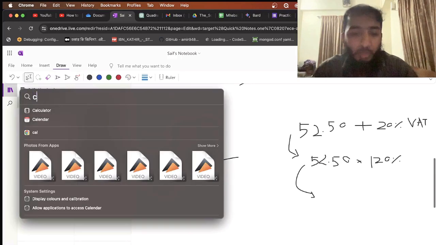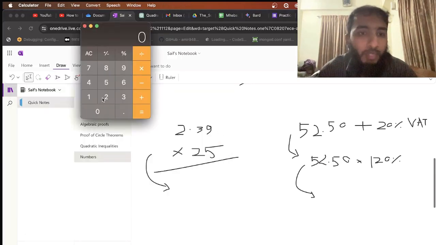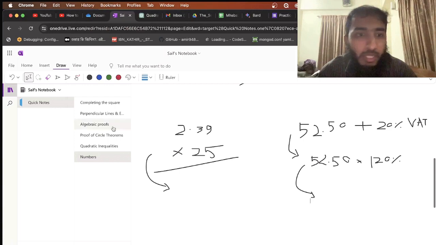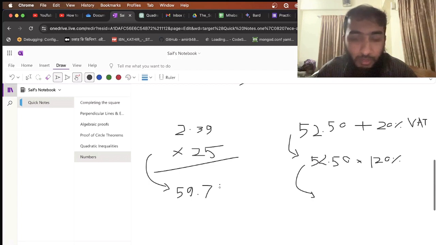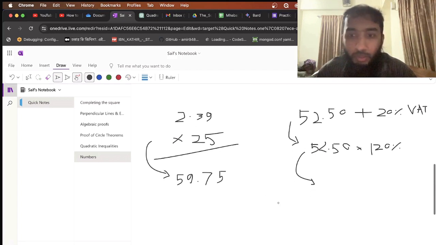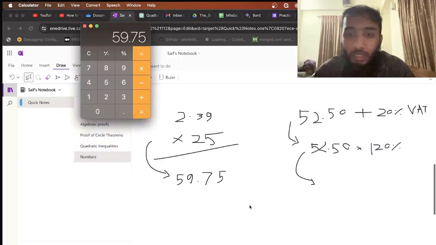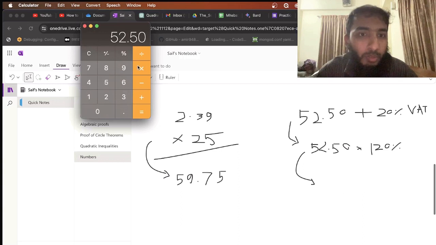If I use the calculator for quick working, I multiply 2.39 with 25, and this has a cost of 59.75 pounds. Then if I clear this and multiply 52.50 with 1.20, which is 120%, we get what?